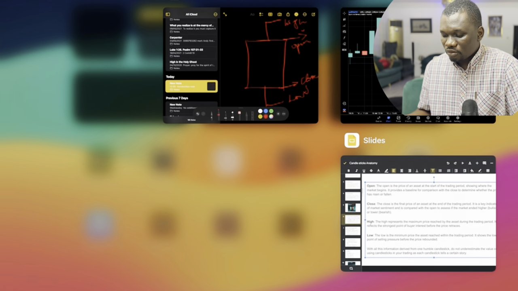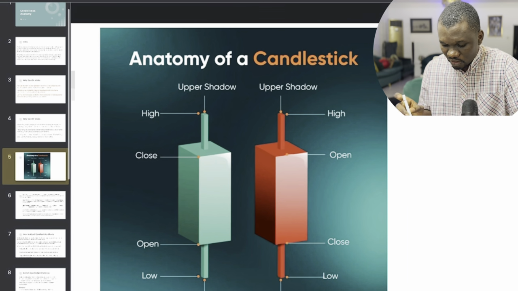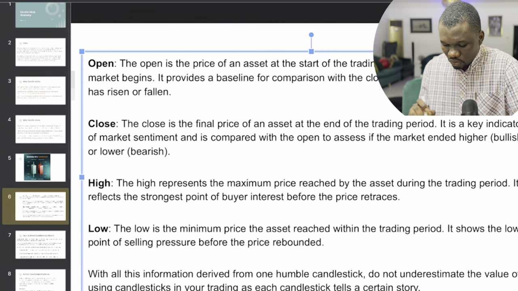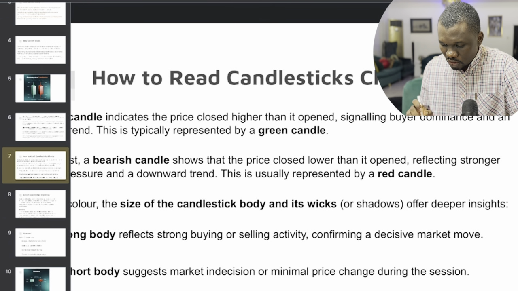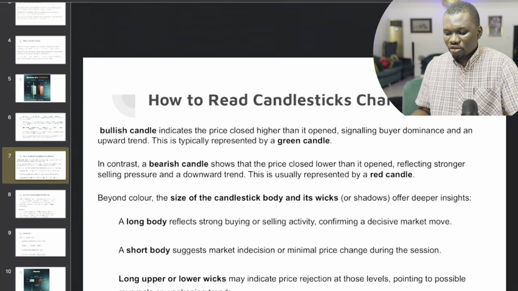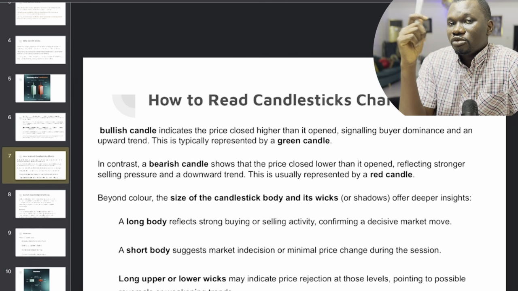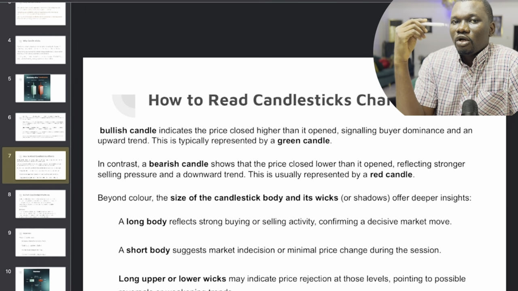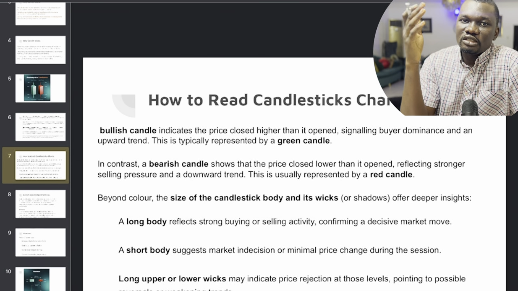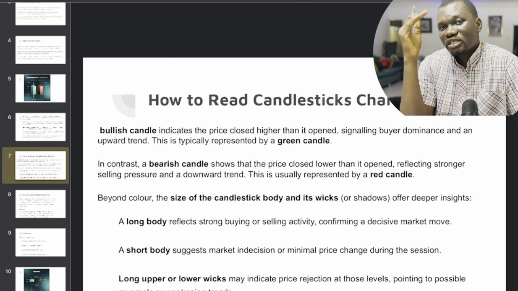So now that we've discussed all that, and you know the anatomy of a candle, and you know what high and low is, now let's look at how to read a candlestick. A candlestick can either be bullish or bearish. When it's bullish, we say that the buyers are in control. When it is bearish, we say the sellers are in control.